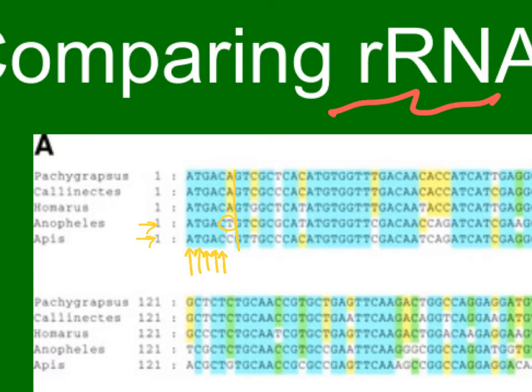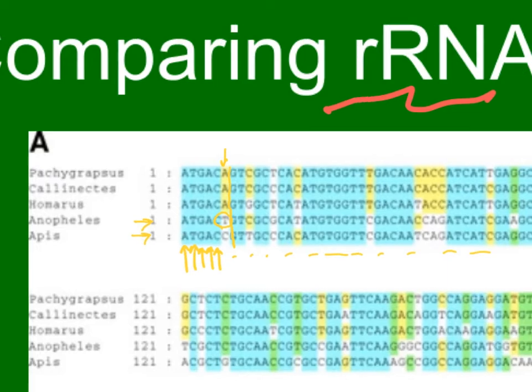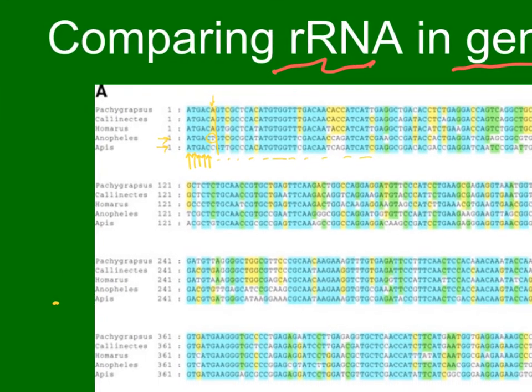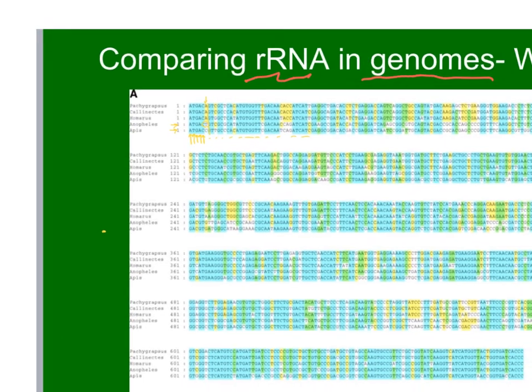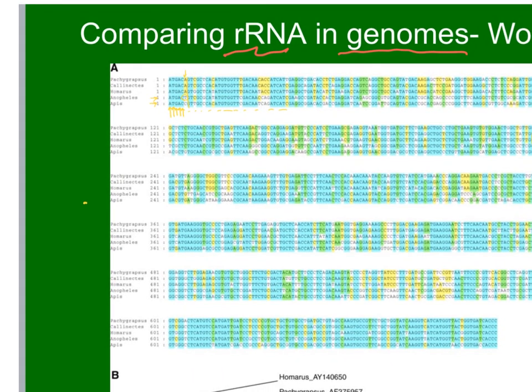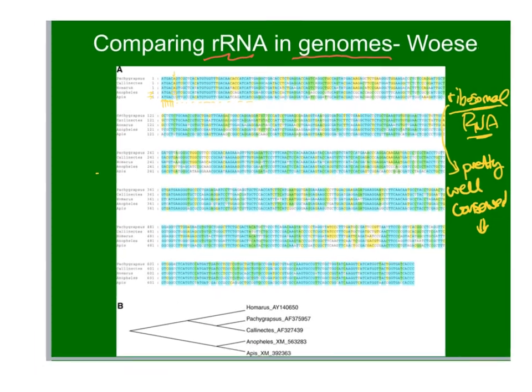It's hard to say which one came first, but the fact that you see it more frequently, the A's in this position. And you continue doing that across an entire ribosomal RNA, and that allowed Woese to generate the map that we just saw, the tree of life that we just saw.